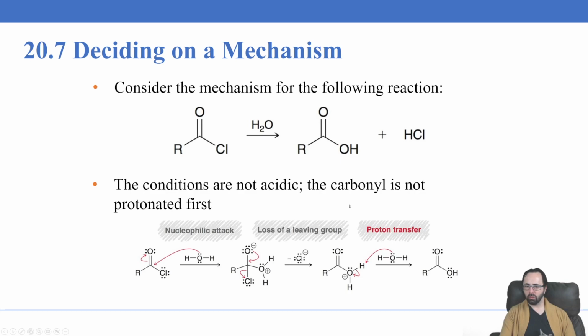So the conditions are not acidic, so we're not going to be protonating the carbonyl. So it's going to be the nucleophilic attack that occurs first. Again, water's not a great nucleophile. This is probably not going to be the fastest reaction, but this is the only way that it could occur, given that we're not starting with acidic conditions, so we're not going to be protonating the carbonyl. We'll have a subsequent loss of the leaving group.